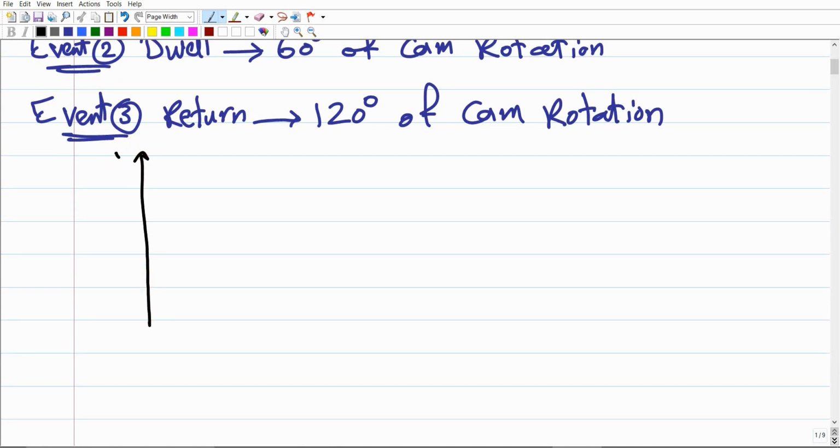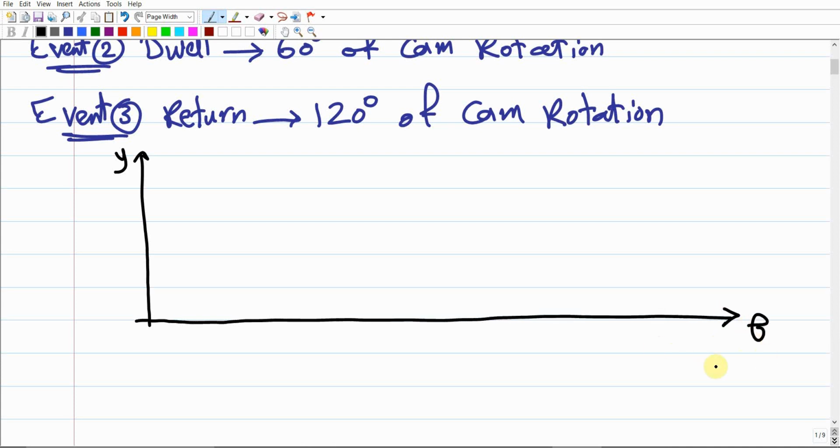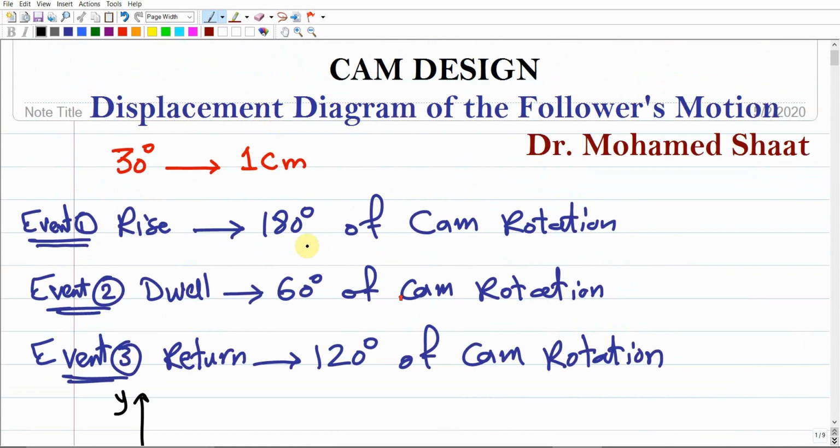here. This is going to be the y-axis, and this is going to be the theta axis for the displacement diagram. And remember that theta changes from 0 up to 360 degrees, right? And according to the scale that we assume for the theta axis, by the way, every 30 degrees of the cam rotation is equivalent to 1 centimeter.